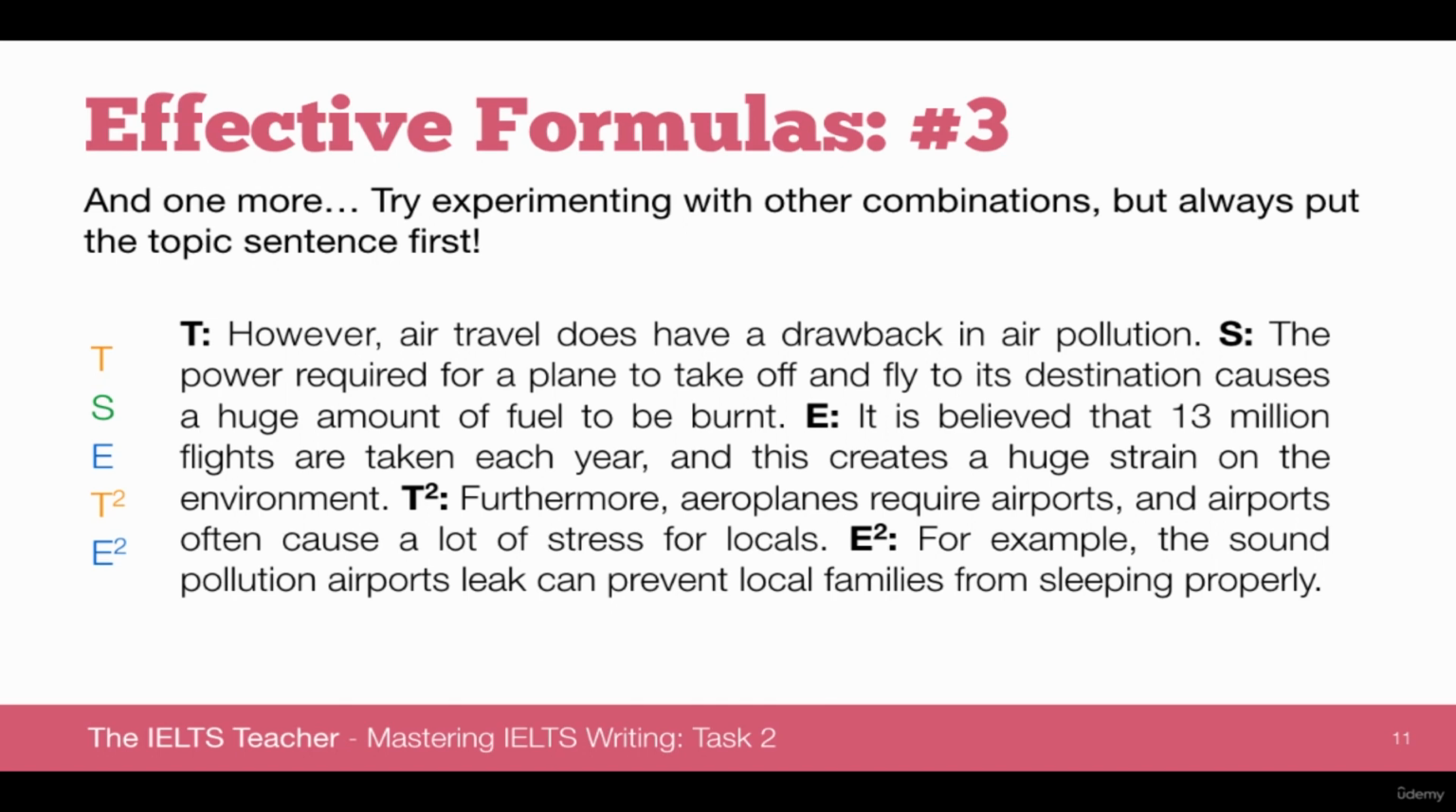The power required for a plane to take off and fly to its destination causes a huge amount of fuel to be burnt. It is believed that 13 million flights are taken each year, and this creates a huge strain on the environment. Furthermore, aeroplanes require airports, and airports often cause a lot of stress for locals. For example, the sound pollution airports leak can prevent local families from sleeping properly. So what we've done in this case is looked at an extra argument and supported it with an extra example.